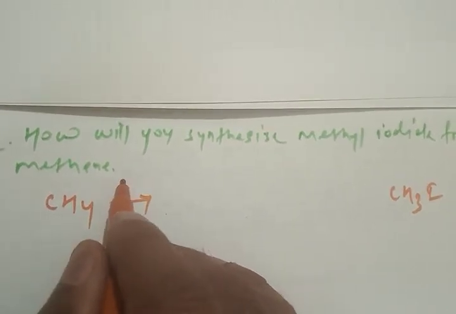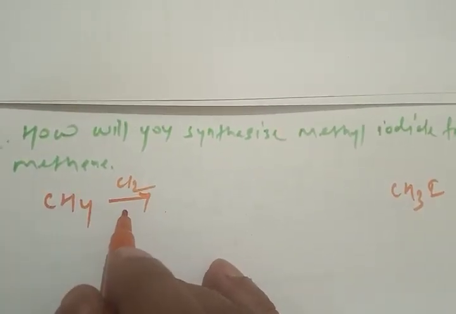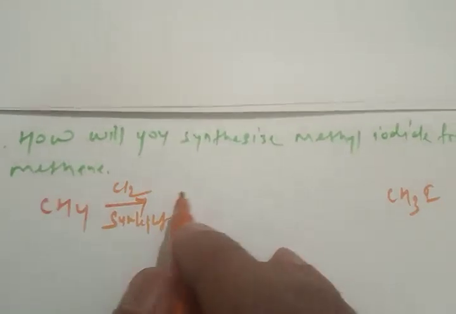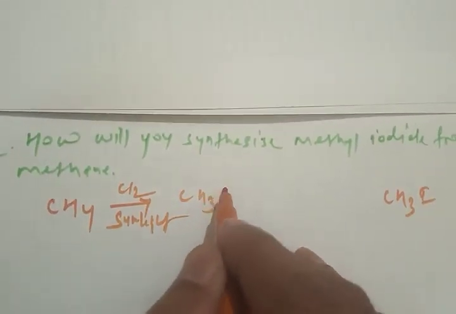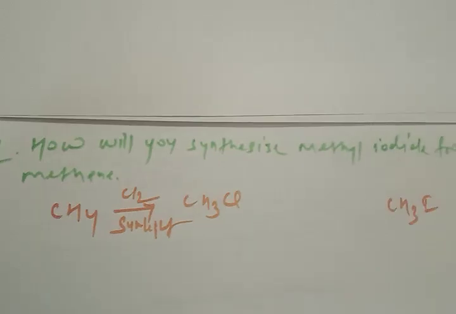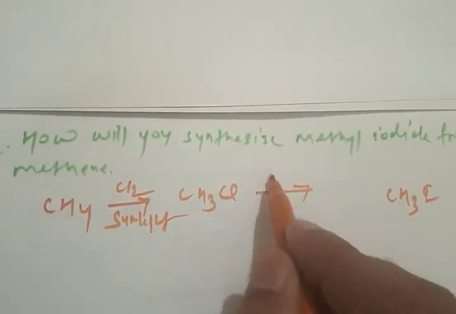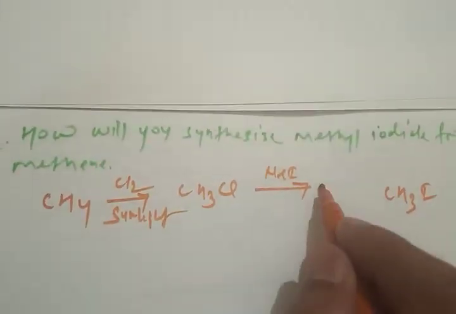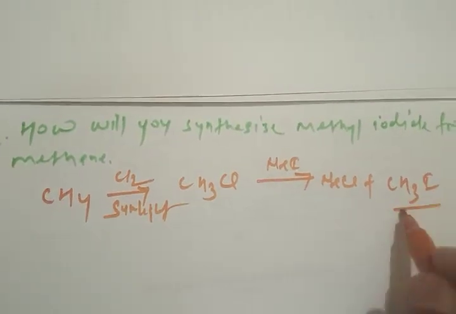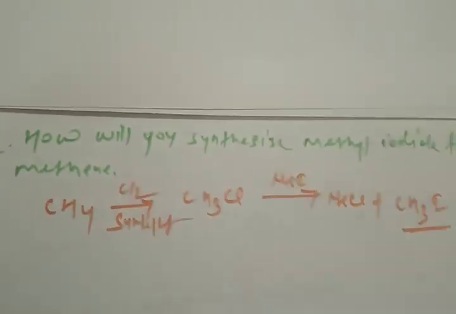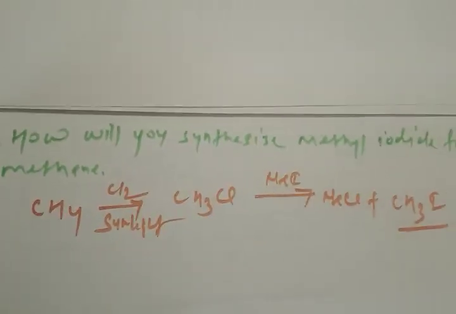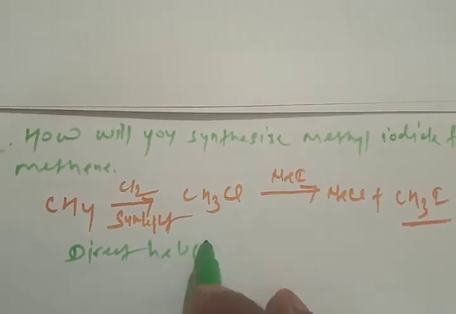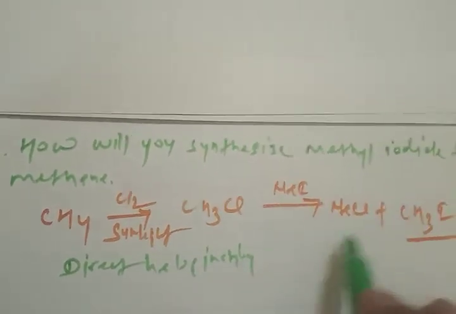We all know that direct halogenation is possible in case of chlorine in presence of sunlight. This will give you CH3Cl, and this CH3Cl can be easily replaced with sodium iodide, which will give you CH3I along with NaCl. So this is a simple method. Here we have used direct halogenation.